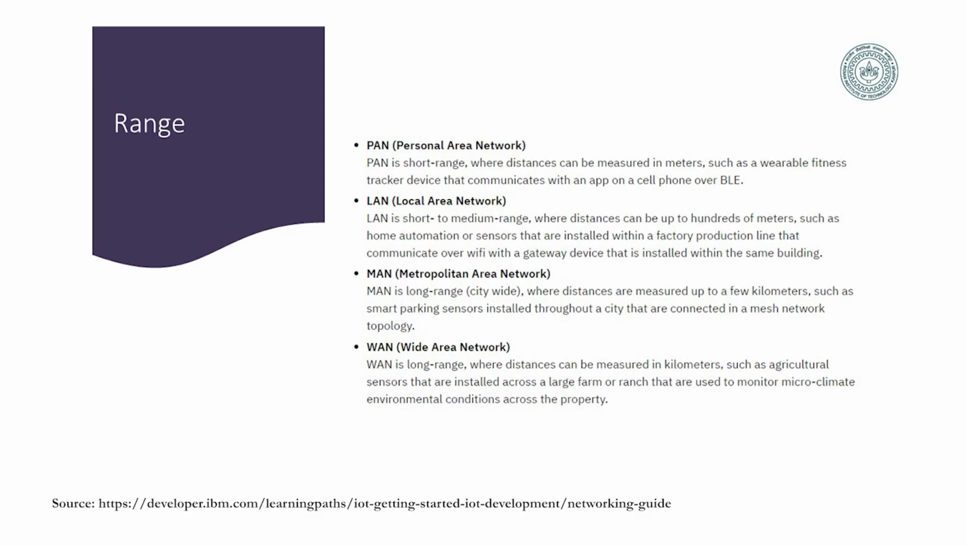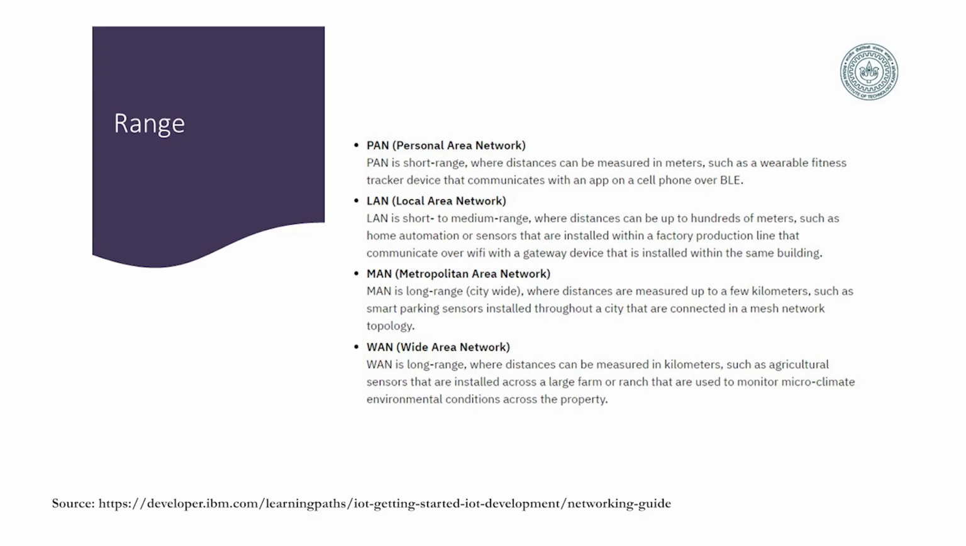Then you have your local area network, which is short to medium range, where distances can be up to hundreds of meters, such as home automation or sensors that are installed within a factory production line. So, or your communication over Wi-Fi with a gateway device that is installed within the same building. So, it is short to medium range. So, bigger than your personal area network. Then you have your metropolitan area network, which is long range or citywide. Distances are up to a few kilometers, such as smart parking sensors installed throughout the city, which may be connected in a mesh network topology. That is your metropolitan area network.